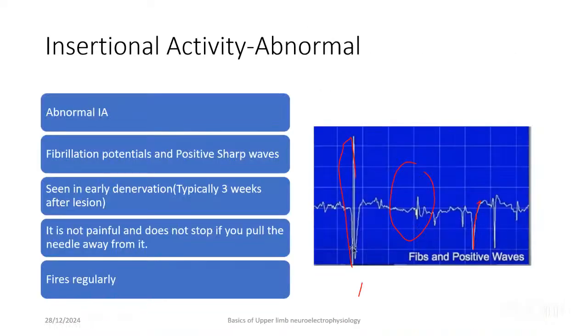It's abnormal insertional activity: fibrillation potentials and positive sharp waves. These are usually seen in early denervation, typically 3 weeks after the lesion. You can see the fibrillation potential, and this one is the positive sharp wave, and this is the fibrillation potential. It's not painful, does not stop if you pull the needle away from it, and fires regularly.